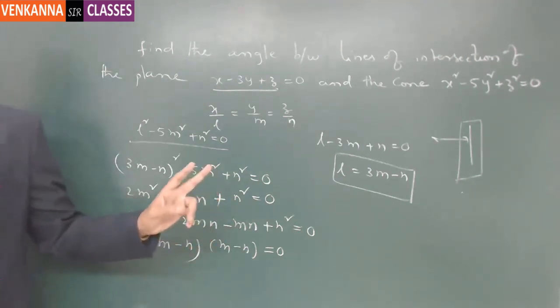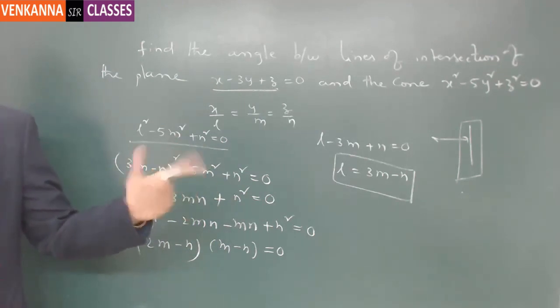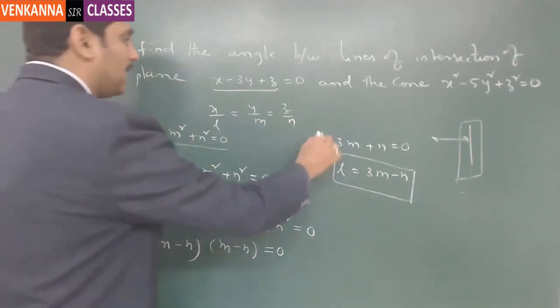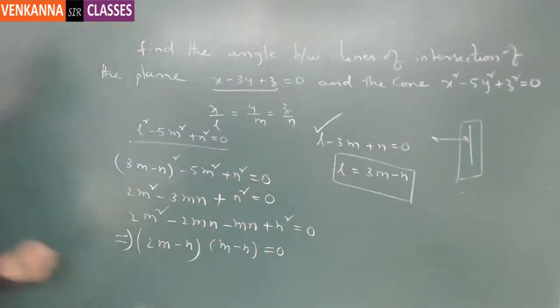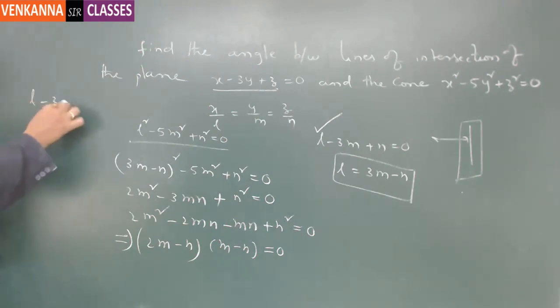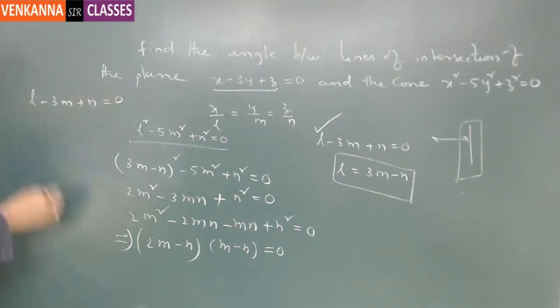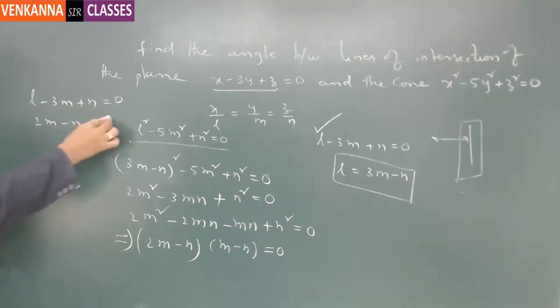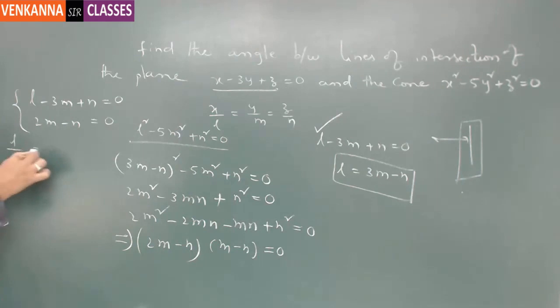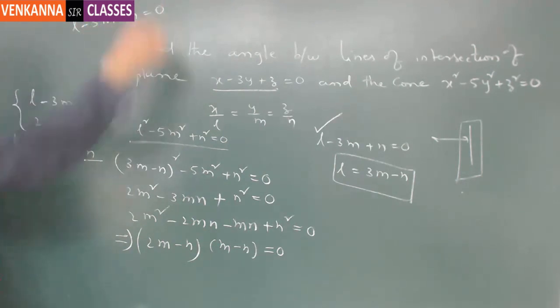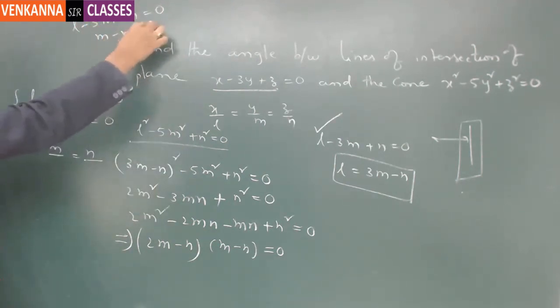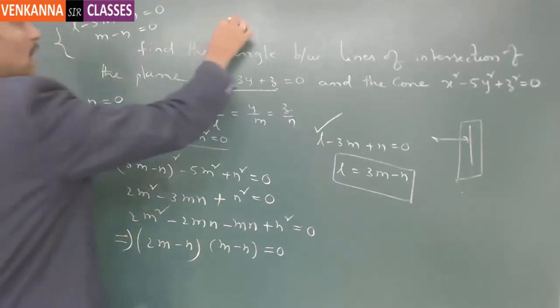I need to calculate two sets of element values. How am I getting that? I take this equation and one factor here. Solving these two, I will get element values. Again, I will take another equation and factor, and solving these two, I will get element values.